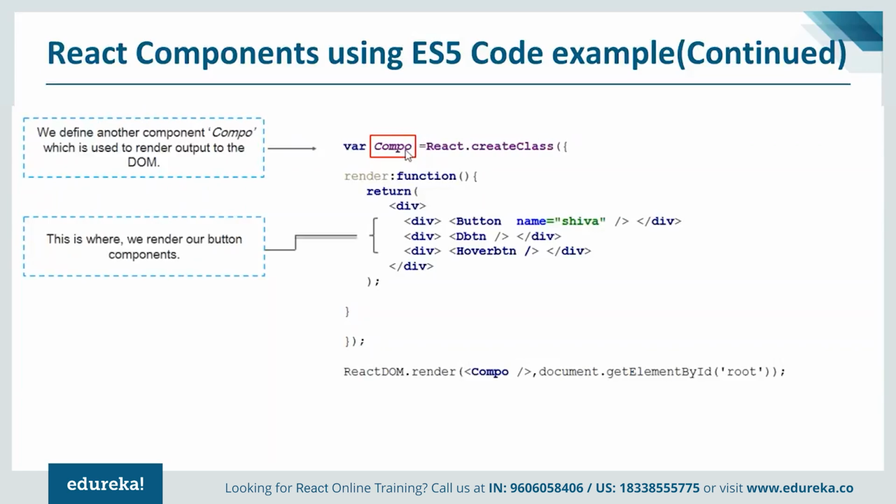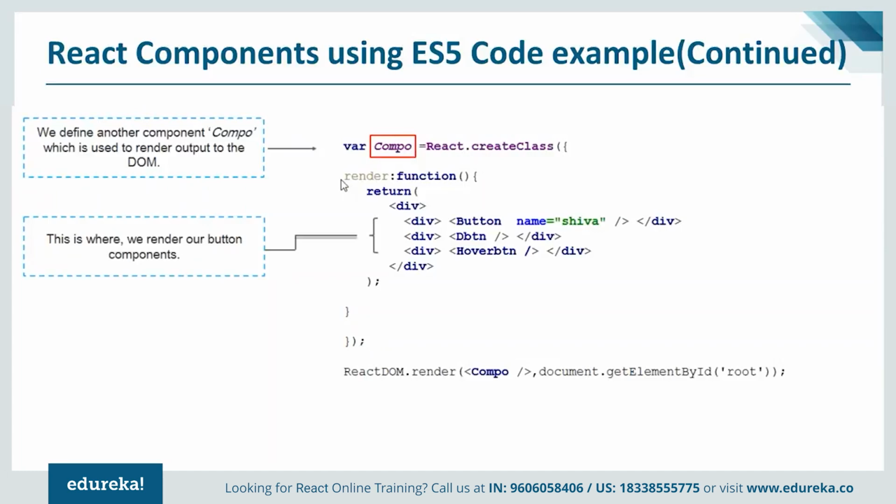This is the component which will be used to render the output to the DOM, because the previous three components which we created, the first one was the Button, the second was the DButton, and the third one was the HoverButton. All these three components we are going to use in our main component, which is used to render output to the DOM. So what we are doing over here, let's see. This is a component. We are creating it using React.createClass, which is ES5 syntax.